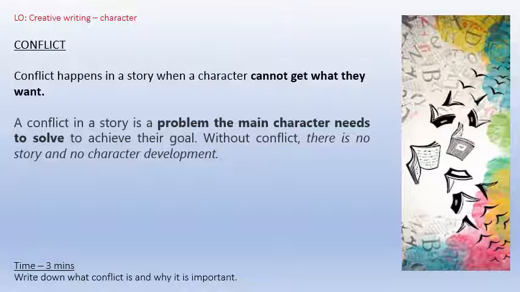You see how straightforward it is to write a story. You've got a character who wants something, who we know a bit more about now. And then things come between him or her and what it is that they want, and, bang, you've got a story. So a conflict in a story is a problem the main character needs to solve to achieve their goal. Without conflict, there is no story and no character development. I want you just to copy that bit there, a conflict in a story, into your book. That's very important.